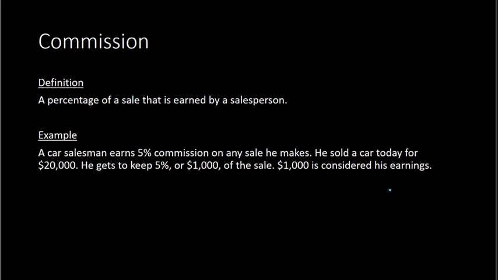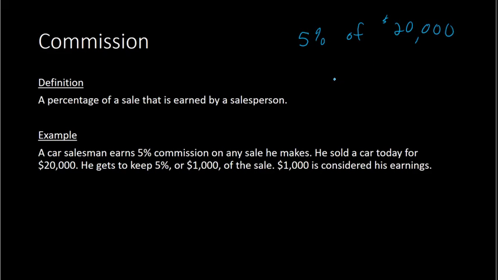So, for example, a car salesman earns 5% commission on any sale that he makes, and he sold a car today for $20,000. So what that means is that if he is making 5% commission, he gets to keep 5% of the sale. So he gets to keep 5% of $20,000.